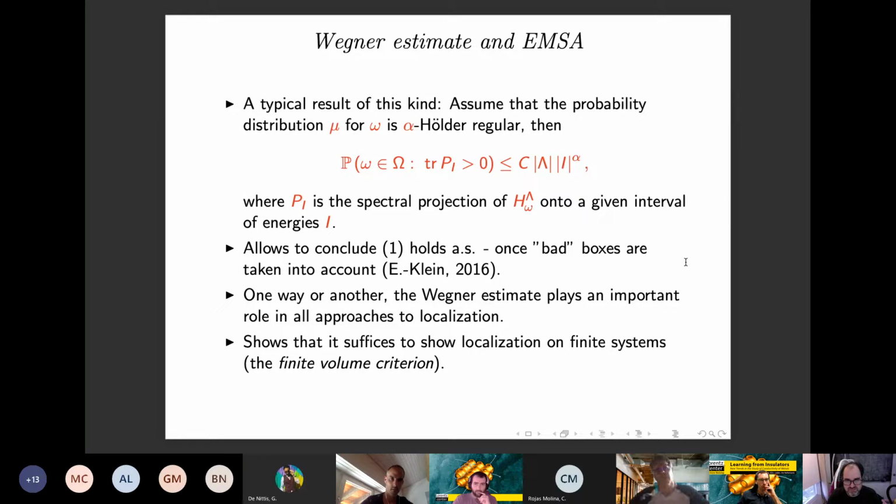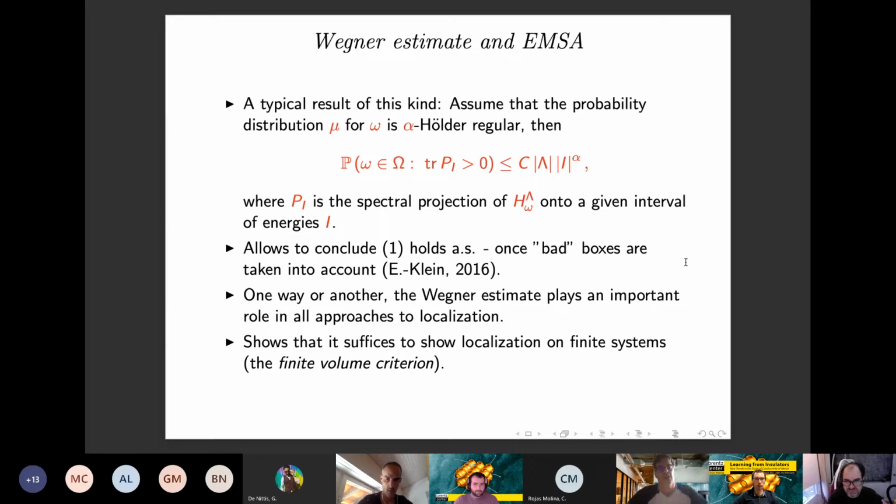And in fact, with a little bit of work, you can also conclude that this exponential localization holds almost surely on Z^d. I mean, it's a bit more delicate than that, but essentially that's what is going to happen. So one way or another, the Wegner estimate plays an important role in all approaches to localization. I mentioned multi-scale analysis and the fractional moment method. The Wegner estimate doesn't enter directly into the fractional moment method, but it does play a role there.